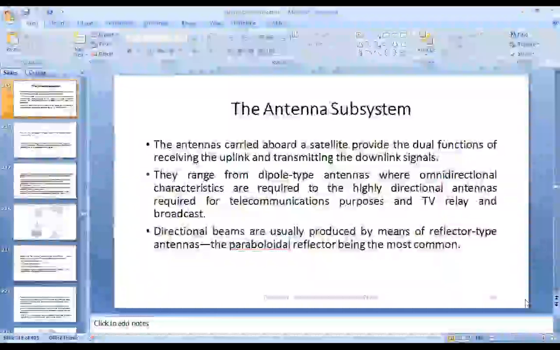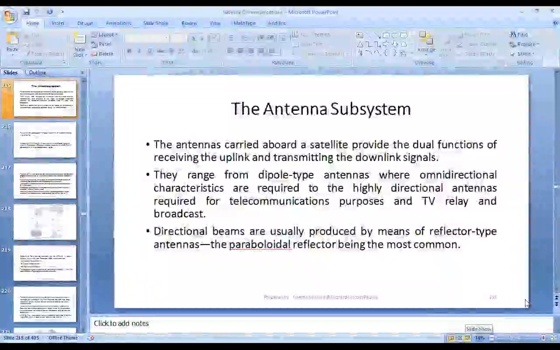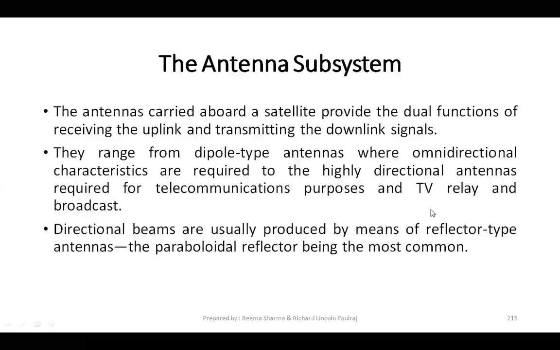So we were looking into transponders, right, as one of your friends suggested. And today we will be looking closely into the antenna subsystem. Okay. So the antennas are carried on the satellite, which provide dual functions, which is nothing but receiving as well as transmitting. So which means it is uplink and downlink.